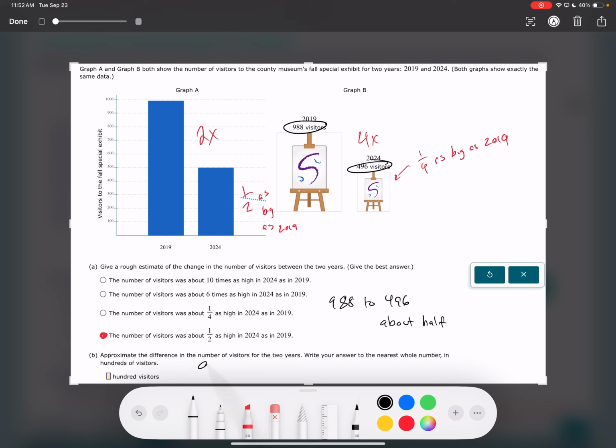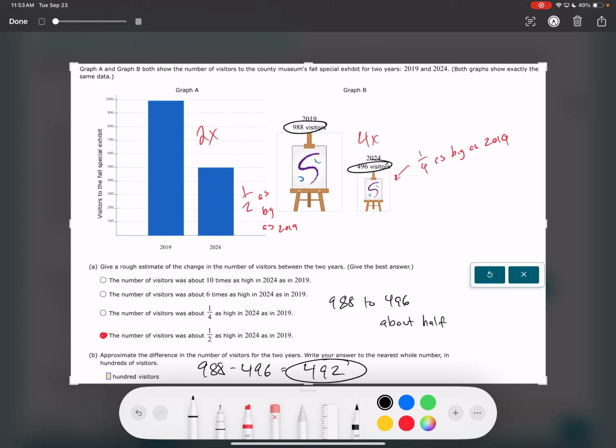Oh, I just did that. I keep skipping ahead on this. 988 minus 496. Is it exactly half? No, it's 492. One thing to note here: that is 492 in hundreds of visitors. So that's the answer. Pay attention to your units.